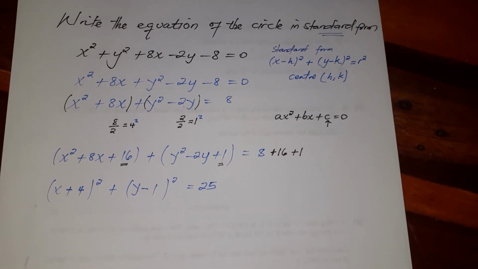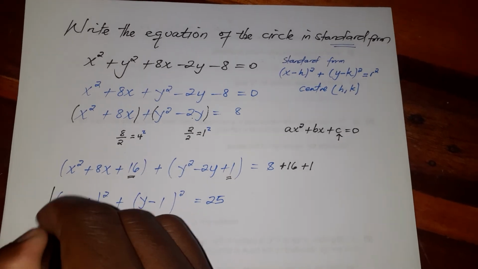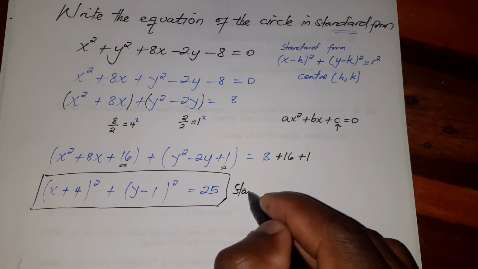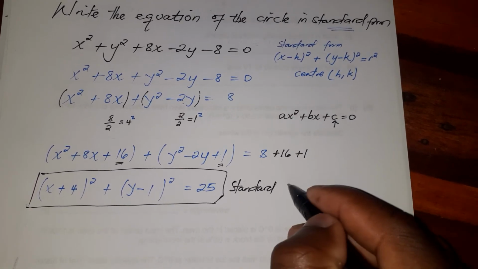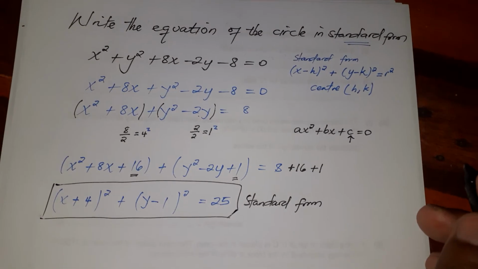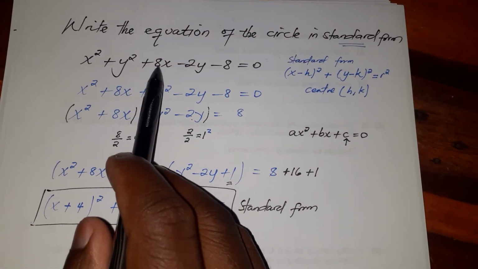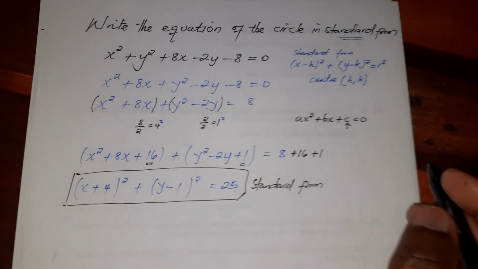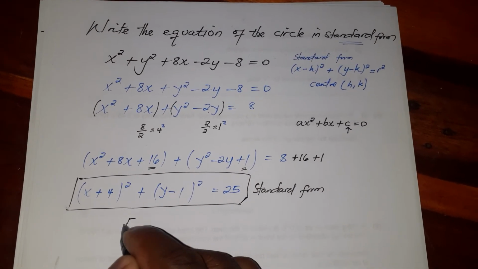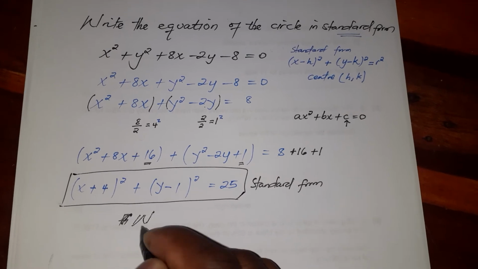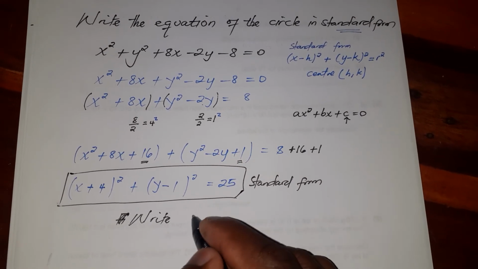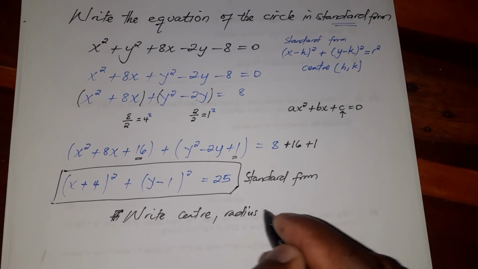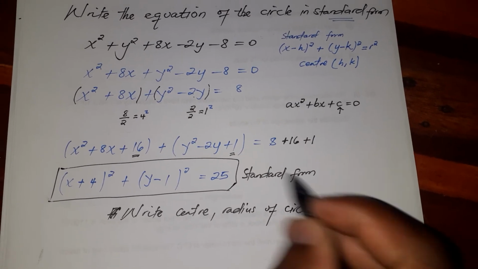Now suppose, let me put this is the standard. It's now in standard form. We have now written that equation in standard form, and this is the standard form. Now for interest's sake, suppose you are asked to write the center and then radius of the circle from here.